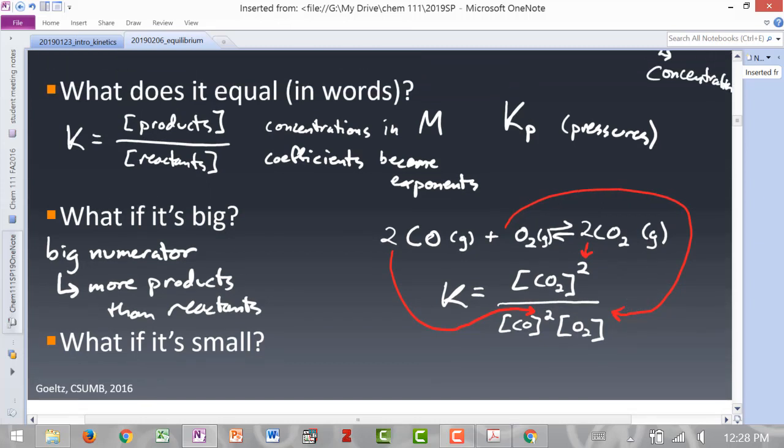What if the equilibrium constant is small? You have more reactants than you have products. Yeah, then the denominator is big.